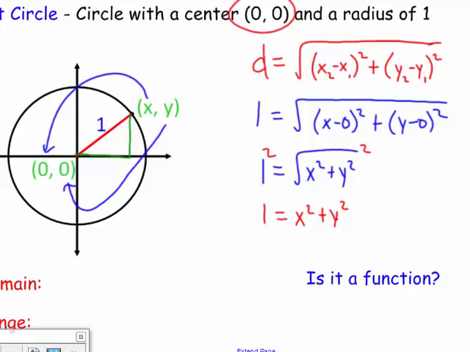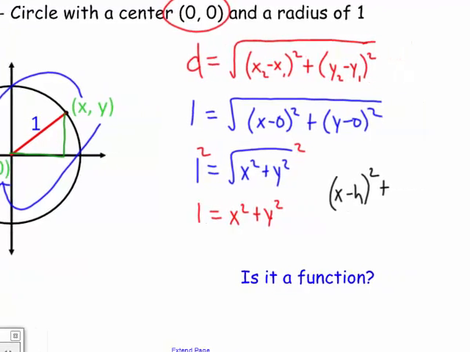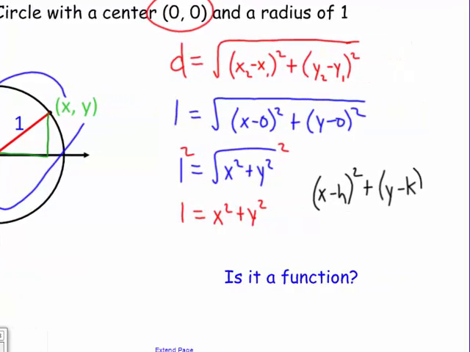If we want to shift the circle, if we want to have a different center, this should look familiar from geometry. You had x minus h squared plus y minus k squared equals 1. Remember, that's our shift in the horizontal direction, and that's our shift in the vertical direction. And that's what we're actually learning this chapter. So that should be familiar from last year, hopefully.